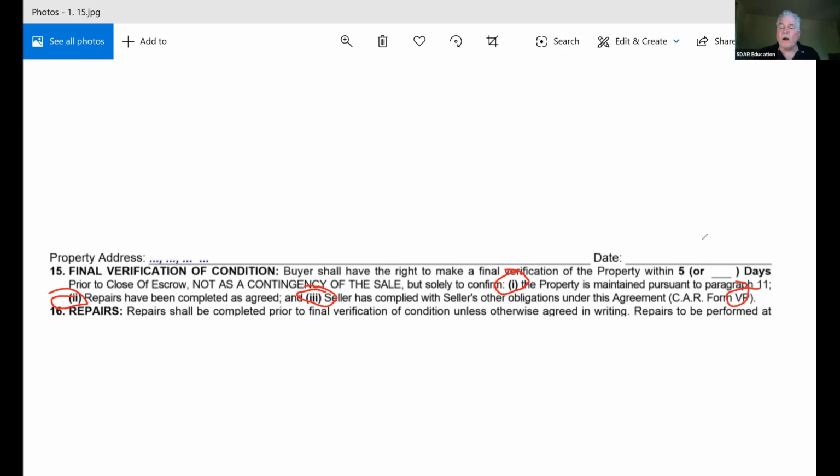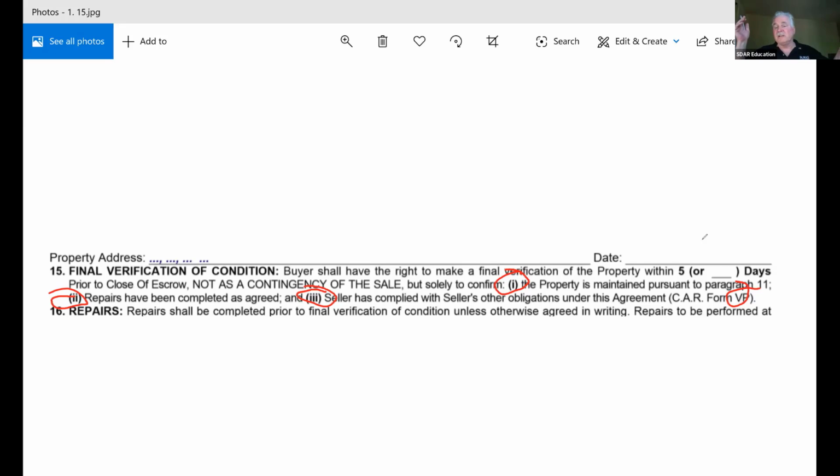Okay, so here's the thing. Why is that a problem? Okay, well, here's why. If the property has been maintained in the condition that it was at the time of the offer, then everything is okay, right? If it's not maintained the way that it was at the time of the offer, then the buyer needs to note that on the final walkthrough. It's a formality to do it there. My non-legal advice would be to do it there so that you're at least notifying the seller of the fact that, hey, you know what, this is inconsistent with what we agreed to. And so now I'm giving you an opportunity to address it.